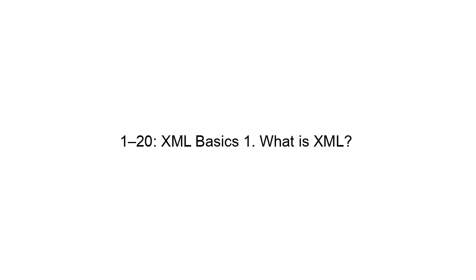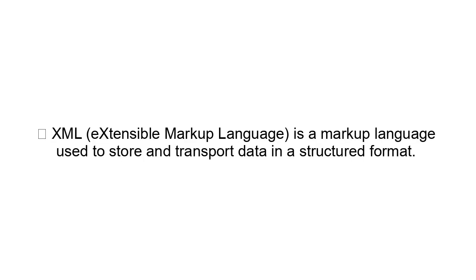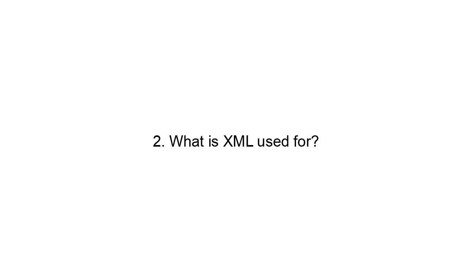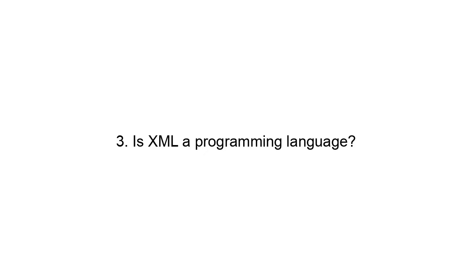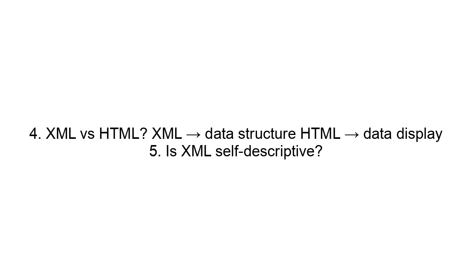1 to 20. XML basics. 1. What is XML? XML, Extensible Markup Language, is a markup language used to store and transport data in a structured format. 2. What is XML used for? Data exchange between systems, configuration files, web services, SOAP, document storage. 3. Is XML a programming language? No, it is a markup language. 4. XML versus HTML. XML means data structure, HTML means data display. 5. Is XML self-descriptive? Yes, tags describe the data.